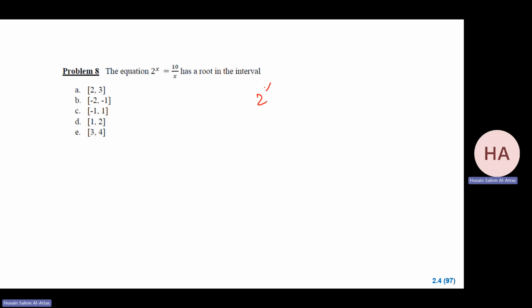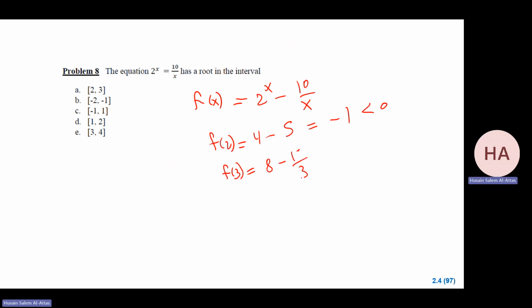Do the same. 2 to the power x minus 10 over x. That will be my f of x. Check f of 2. It will be 4 minus 5, which is minus 1. This is negative. f of 3 will be what? 2 to the power 3, 8, minus 10 over 3. That is positive. So this is okay.